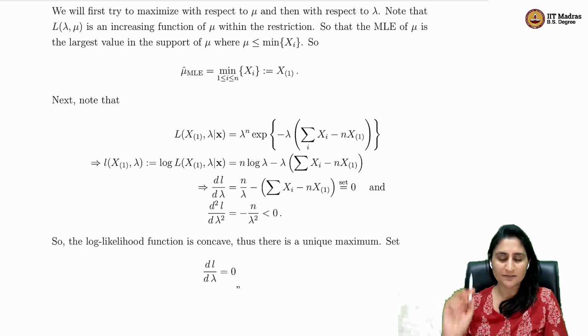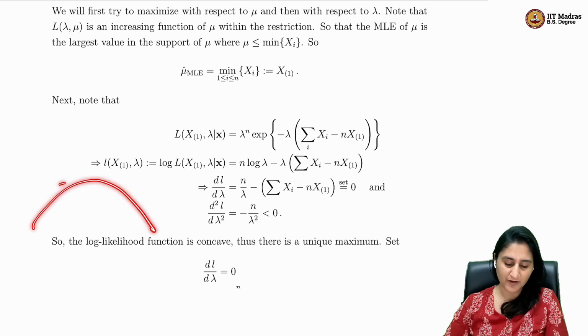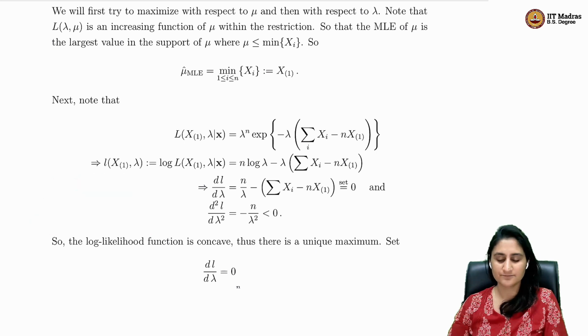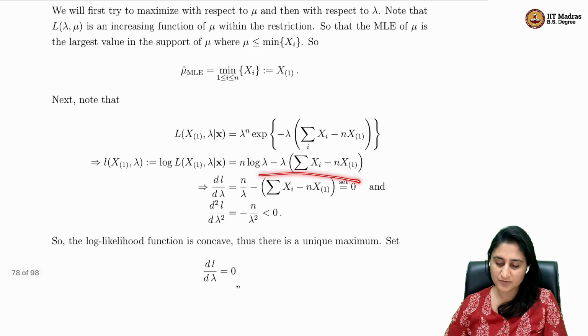Okay. Now that I've taken log, I have a function. I want to find where its slope is equal to 0, which means I try and find the slope everywhere and then find for what value of lambda that slope is equal to 0. Okay. So I take the derivative, well, this is just n by lambda minus summation xi minus n x order 1, and I set it to 0 to find at what value of lambda we actually get the maxima.